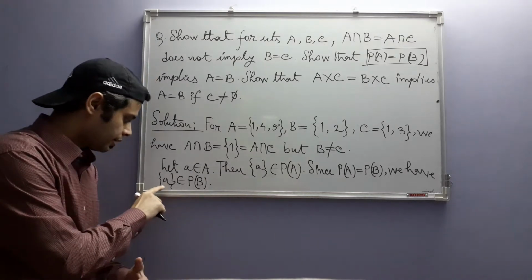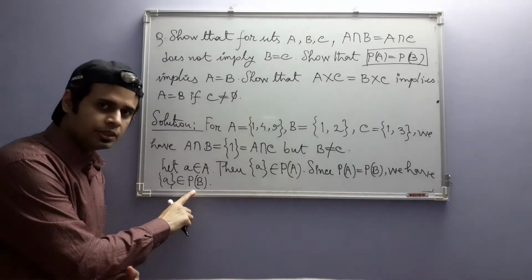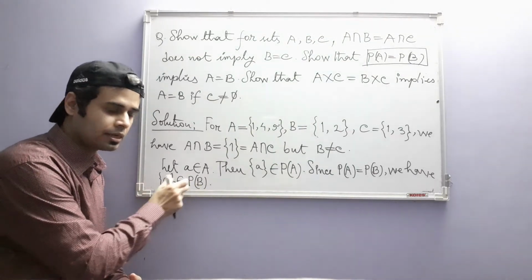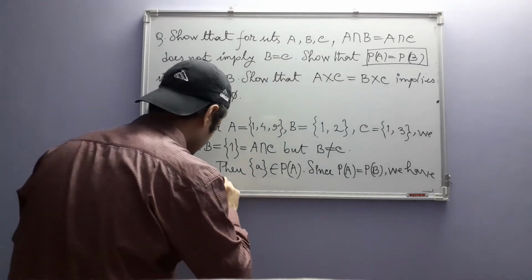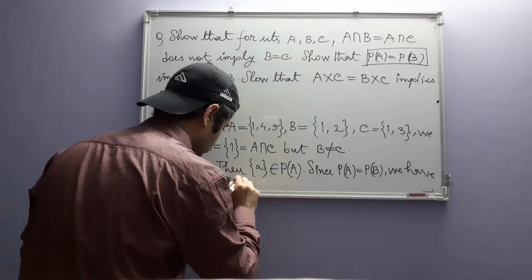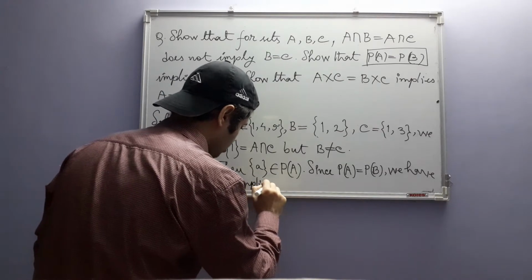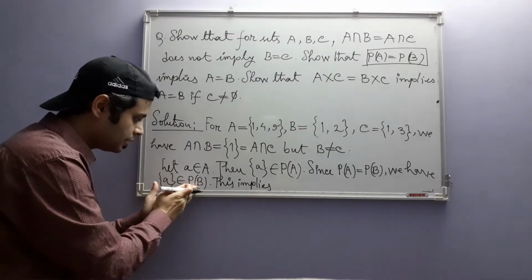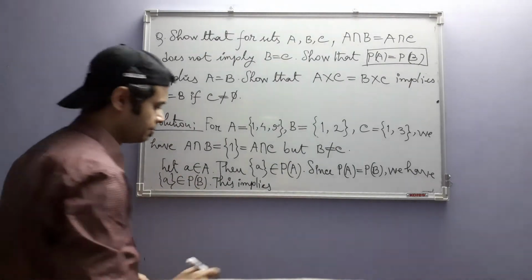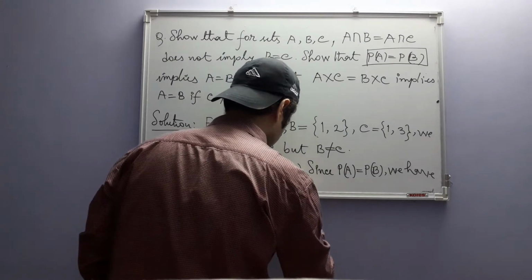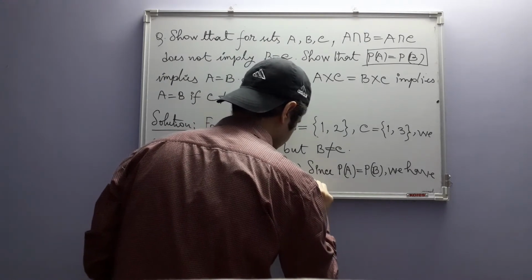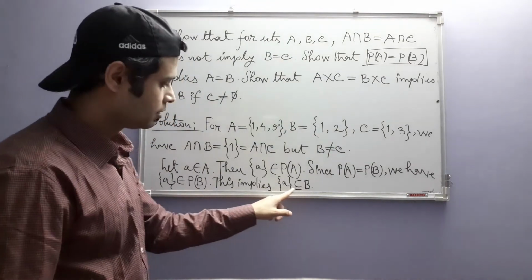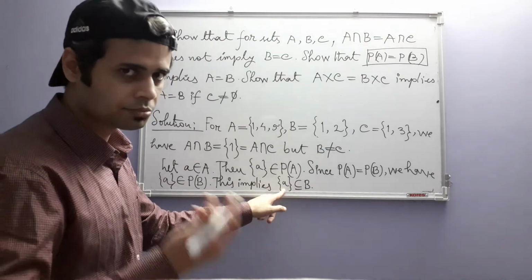But for a set like this to be in PB, it simply means that this is a subset of B, because PB is precisely the set of all subsets of B. So this being in PB means it's a subset of B. That means every element here must be in B. So this has only one element a, so it must be in B.